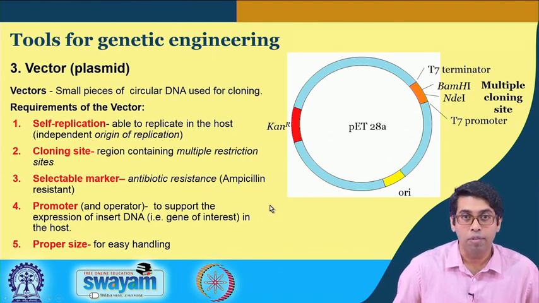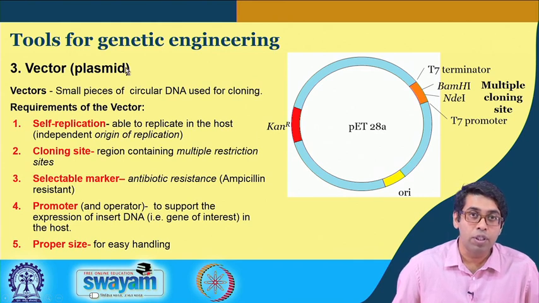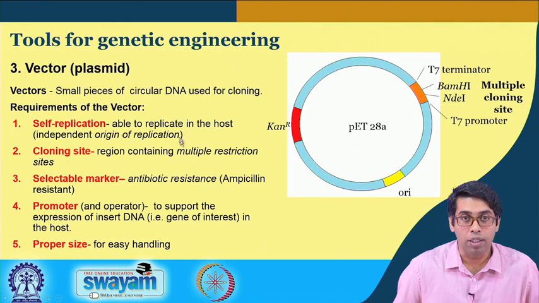The third component that we are going to use is the plasmid, and this plasmid is going to carry our gene of interest. So, we are going to call it our vector. There are several important characteristics of this vector that are going to be useful for this purpose. The first one is self replication. This vector is able to replicate on its own inside the bacteria, because it has its own origin of replication.